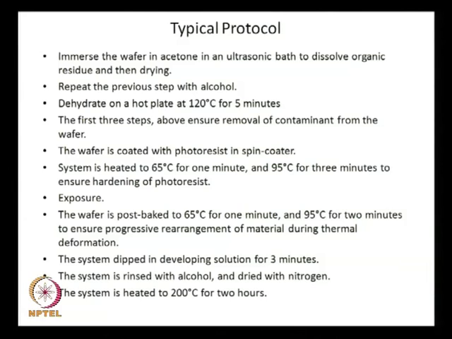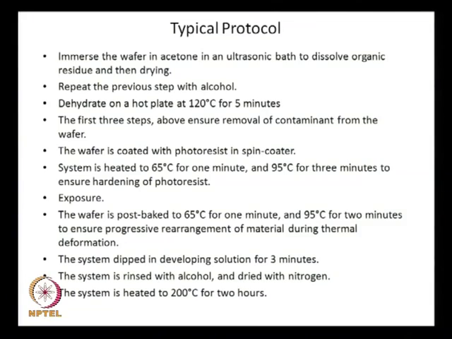So, once you put it at 65 degree centigrade for 1 minute and 95 degree centigrade, you will ensure that the hardening is complete. Otherwise there would be some changes going on inside that resist, which you do not want. You want that process completed when you go to the next step. So, the system is heated to 65 degree centigrade for 1 minute and 95 degree centigrade for 3 minutes to ensure hardening of the photoresist. The next step is exposure, and what is that exposure?